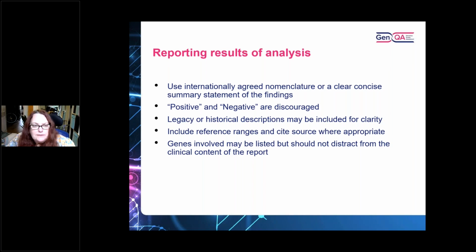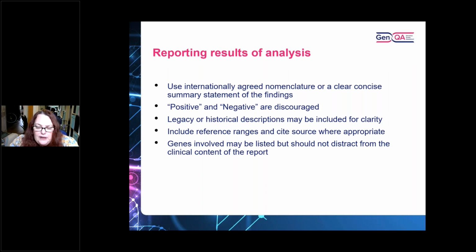On reports, we often have people say to us, oh, but the oncologist only understands V600E. I shouldn't have to use nomenclature to describe it. It's fine, you can write V600E on your report, but you should be using the internationally agreed nomenclature as well. So you can use legacy or historical descriptions, but it should be clear that they're being used as legacy or historical descriptions. You need to include reference ranges and cite the sources. That's not quite the same for this, but that's part of the ISO standards as well.